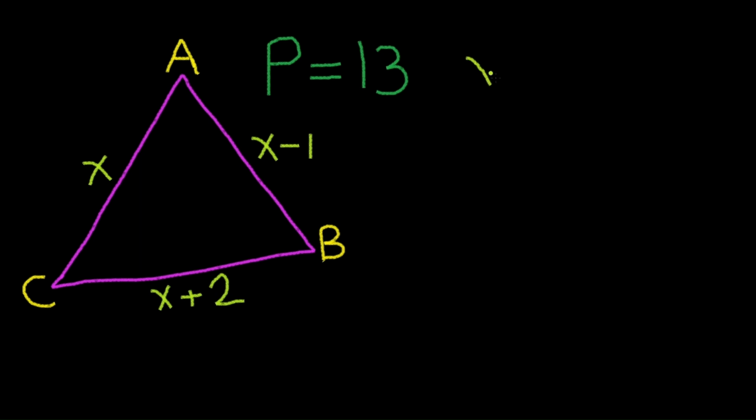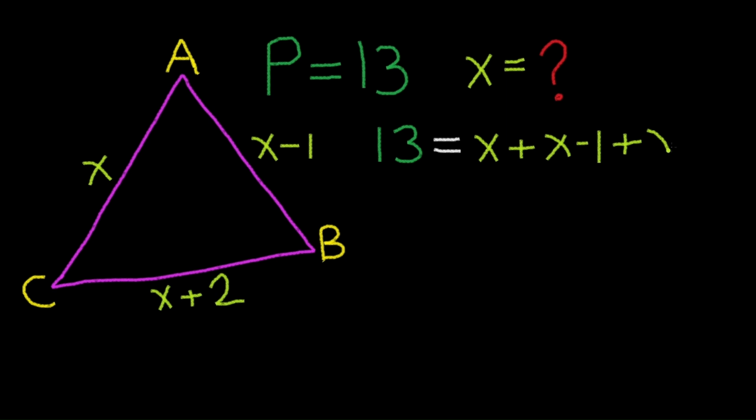And we want to know what x is. So let's try to find x. We know that the perimeter of the triangle is 13. And the perimeter of a triangle equals the sum of its sides. So let's write down the length of each side here. X is AC, x minus 1 is AB, and finally x plus 2 is CB.